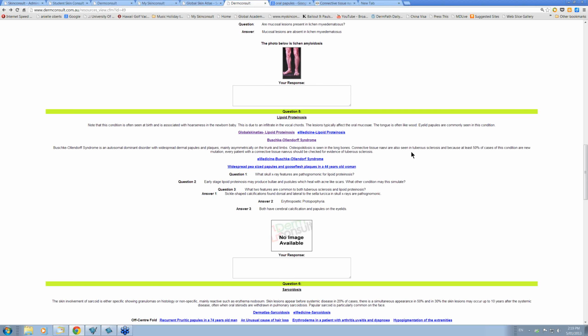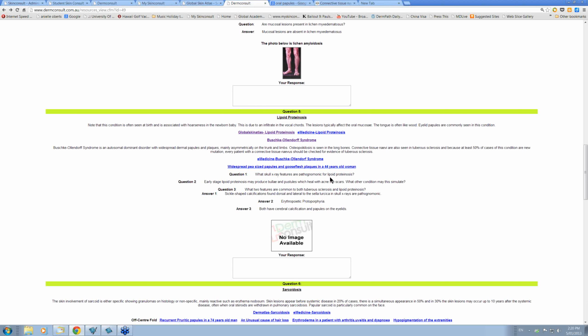Connective tissue nevi are also seen in tuberous sclerosis, because at least 50% of cases of the condition are new mutations. Every patient with connective tissue nevus should be checked for evidence of tuberous sclerosis. Well, that's true. You know, the shagreen patches and the white ash leaf macules that are typical in the newborn with tuberous sclerosis. So if you see something that looks like a connective tissue nevus, certainly think about that.